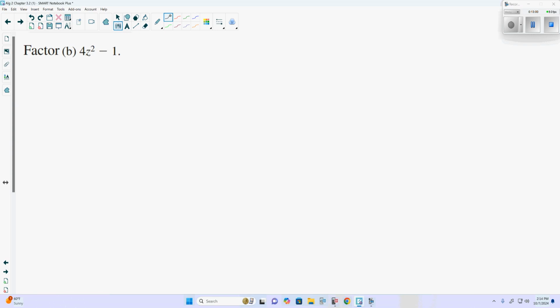4z squared minus 1. So it is a difference of two terms, yes? The difference of perfect squares is only two terms, and they are indeed being subtracted, yes? So we need to determine if the first one, 4z squared, is a perfect square. Because what times itself would be 4z squared? Or what times itself is 4? 2. And what times itself is z squared is z. So 2z would be our a. Now we need to figure out what times itself is 1. 1.